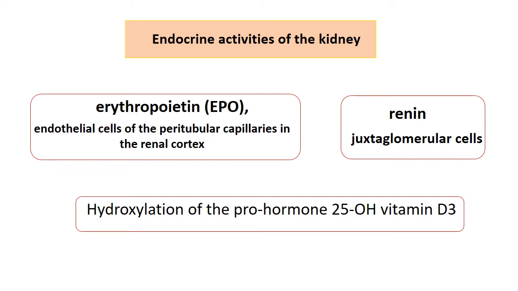Another important substance is renin, which is produced by the juxtaglomerular cells within the kidney. Renin is important in the control of blood pressure in the body through the conversion of angiotensinogen into angiotensin 1. Another important function of the kidney is the hydroxylation of the prohormone 25-hydroxyvitamin D3 that is produced in the liver.